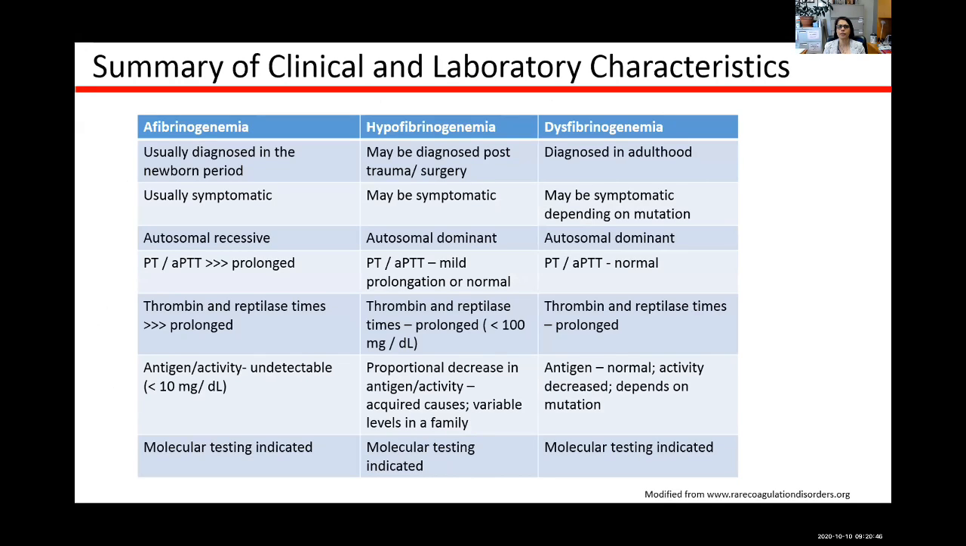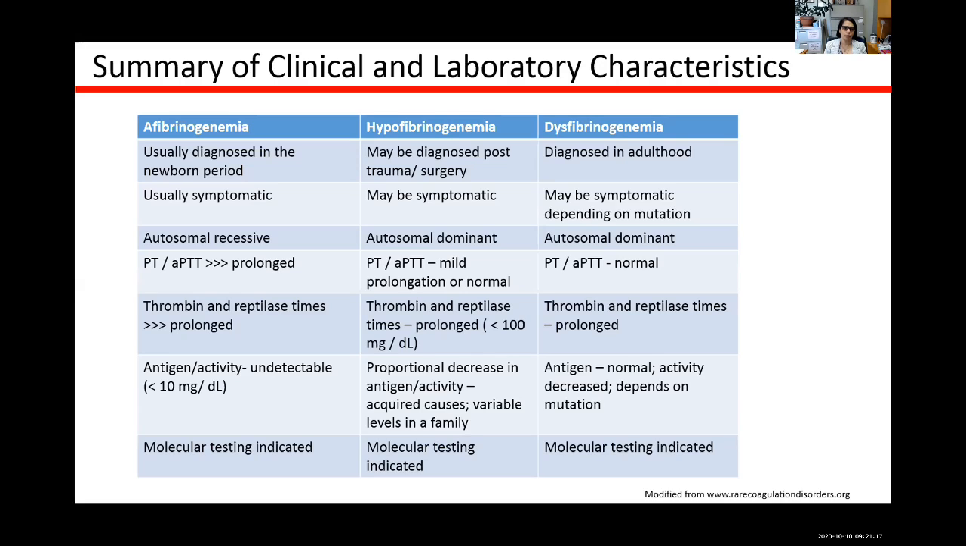This slide summarizes the clinical and laboratory characteristics of individuals with afibrinogenemia, hypo, and dysfibrinogenemia. Since afibrinogenemia is the most severe of these disorders, they may be diagnosed early in the newborn period. Hypofibrinogenemia typically is diagnosed post-trauma or after a surgical procedure, whenever that happens, either in a child or an adult. And dysfibrinogenemia is usually diagnosed in adulthood.